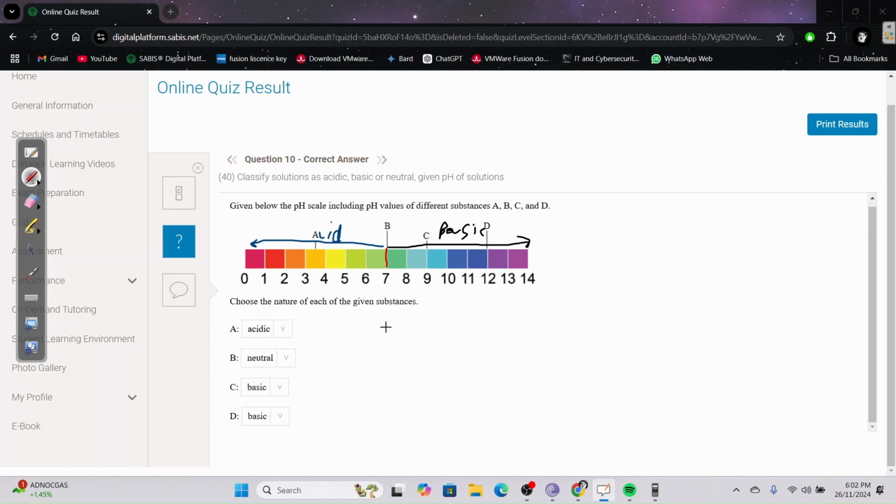Okay. So choose the nature. A is acidic because look, it's below 7, and obviously at 7 it's going to be neutral. B is neutral because B is at 7. B is at the 7 mark. C is basic because C is greater than 7. As you can see, it's at 9. And D is basic because D is at 12, which is greater than 7.